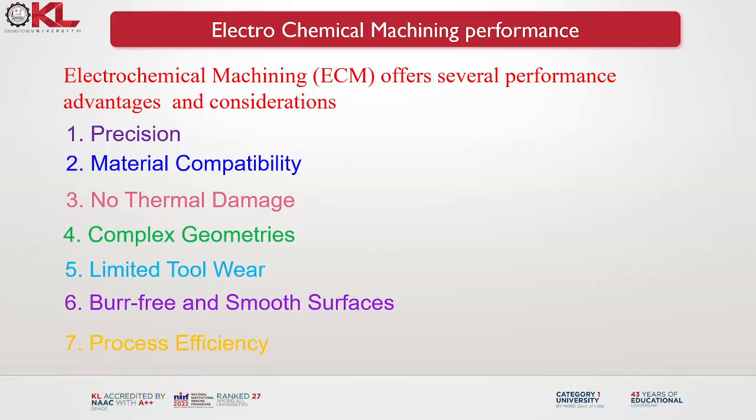Next, process efficiency. The ECM can be a relatively slow machining process compared to conventional methods. However, it can be highly efficient for applications where precision and complexity are paramount. The overall efficiency depends on factors such as current density, electrolyte composition, and workpiece conductivity, which can be optimized for specific requirements.